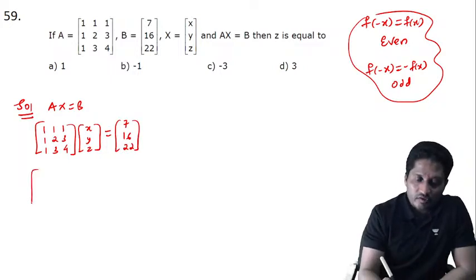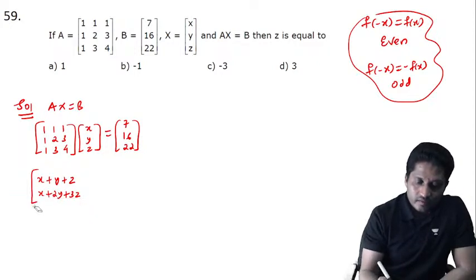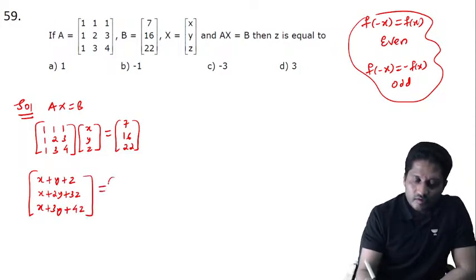Multiply first row first column: x plus y plus z. First row second column, you get x plus 2y plus 3z. First row third column will be equal to x plus 3y plus 4z, is equal to matrix 7 16 and 22.